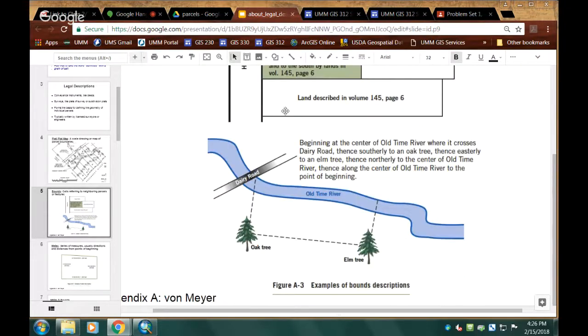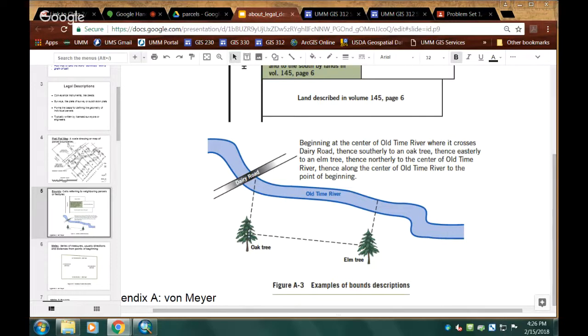And so these are boundary descriptions, or bound descriptions, beginning at the center of Old Time River where it crosses Dairy Road, thence southerly, and so on. These are very coarse bounds because it just says southerly. And sometimes it'll say in a general southerly direction rather than really specific, but we'll learn that you can have very specific bounds, directions for bounds, and we'll talk about how those are written. So that's what bounds are.